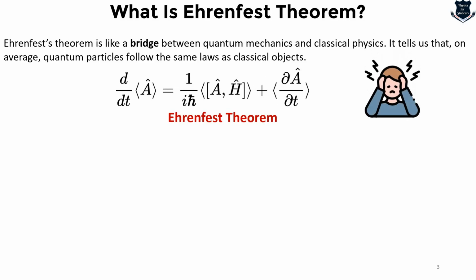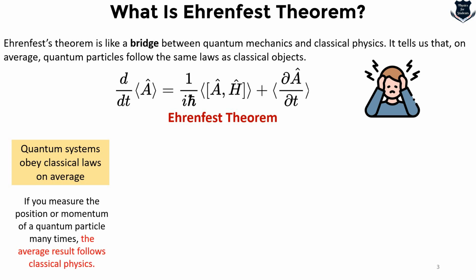It may seem a little bit complex or intimidating, but this theorem actually gives rise to a lot of important features. The key takeaways from the Ehrenfest theorem are these. First is that quantum systems obey the classical average laws. So what we can understand from here is that if you measure the position or momentum of a quantum particle many times over and over again, the average result follows classical physics.